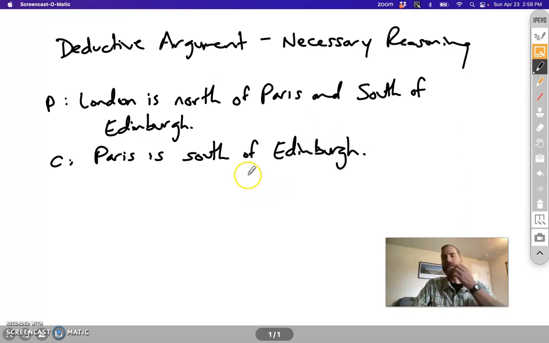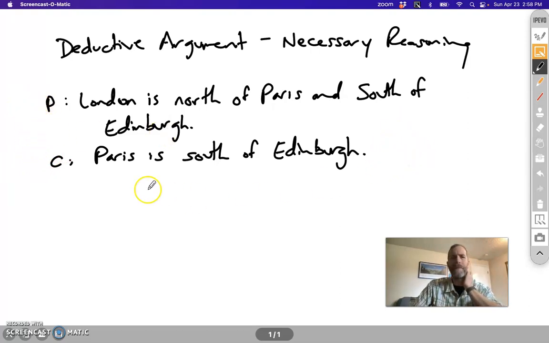Again, this is a deductive argument because the arguer is implying that there's really no way the conclusion could be false. It follows certainly from the premise. So it's not arguing for the probability of the conclusion. It's arguing for the necessity of the conclusion on the basis of the evidence given in the premise.